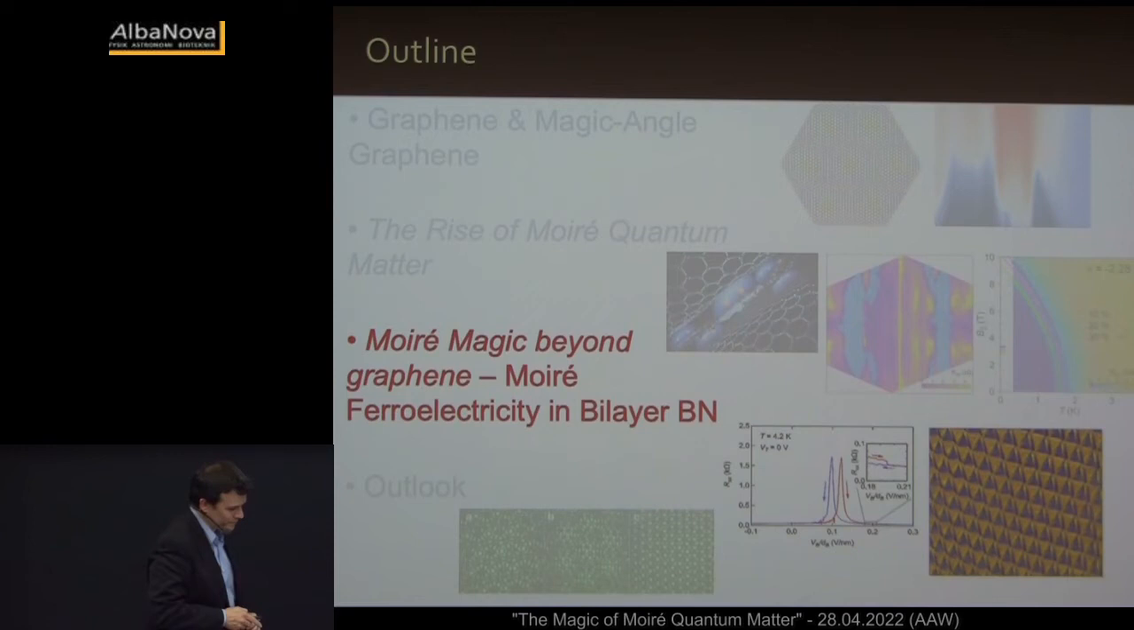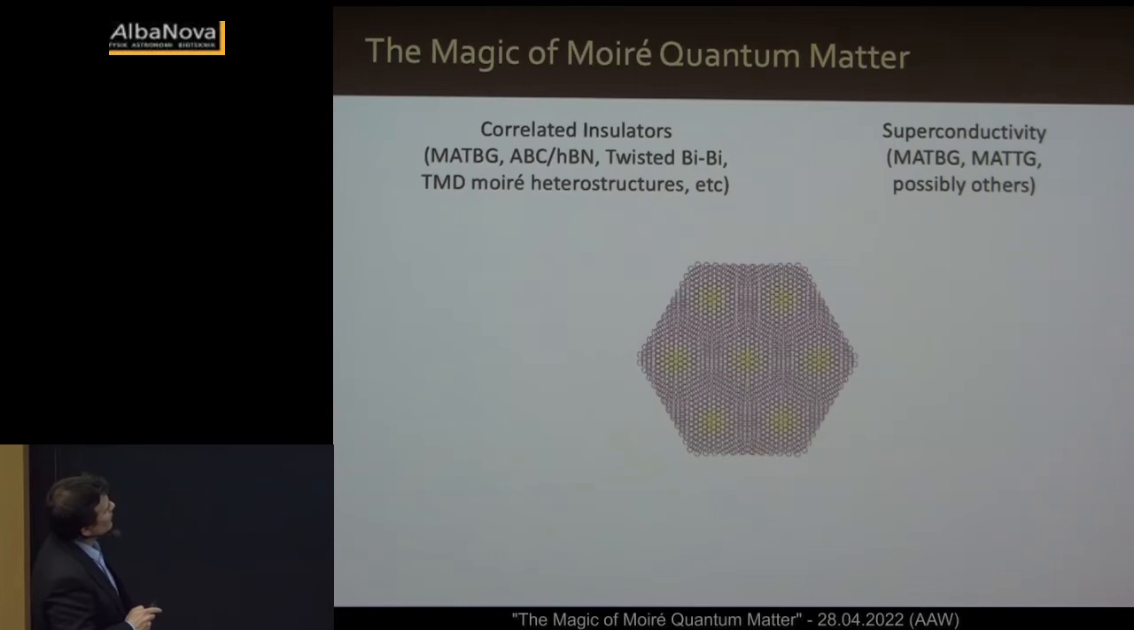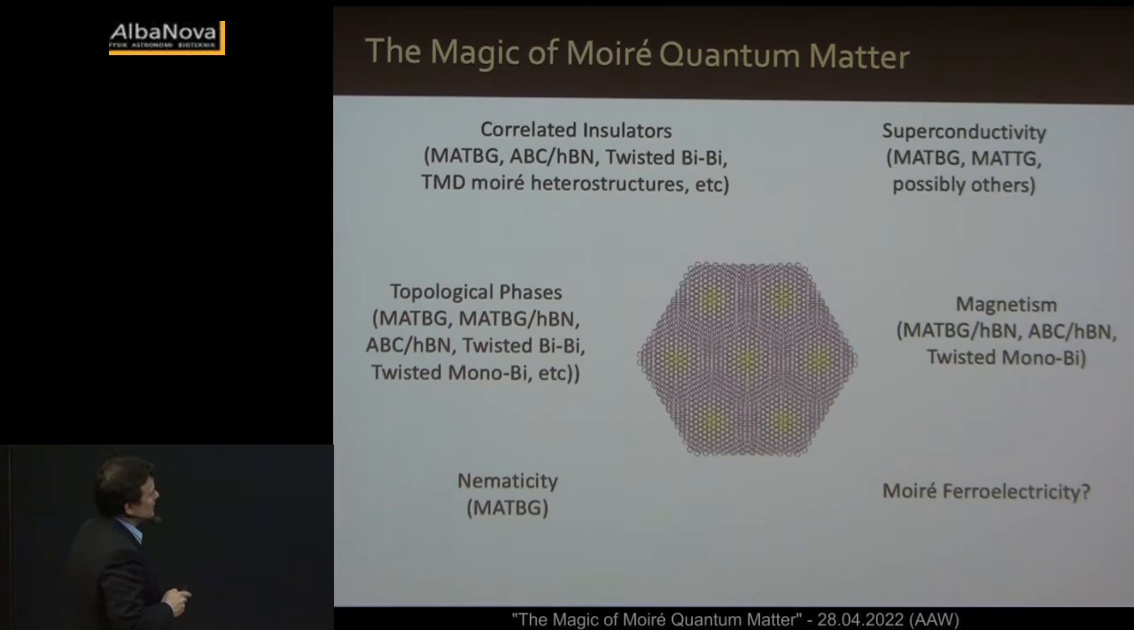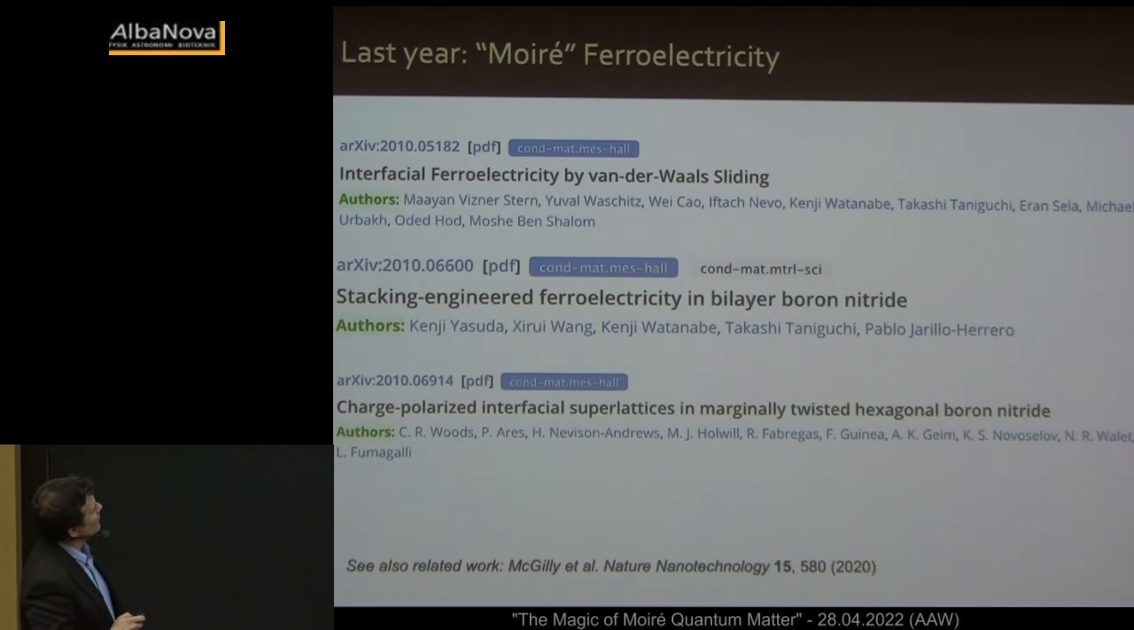In this magic of Moiré quantum matter, initially there were all these phases that we were seeing, but there was one very important phase of condensed matter physics, ferroelectricity, that had not been seen. Earlier last year, again, three groups in the same week published. This field is super competitive. You post something on the archive, and immediately two or three competing groups are going to post. So we published the discovery of ferroelectricity in bilayer boron nitride: the group of Moshe Ben Shalom, my group, and the Manchester group.